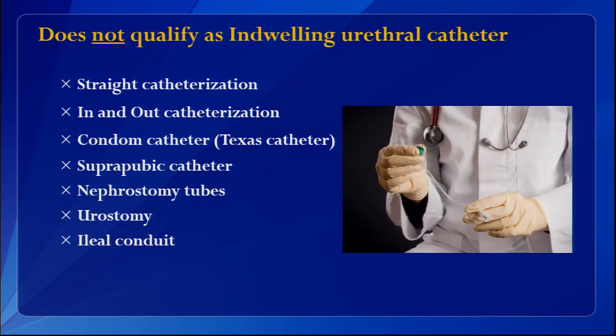What does not qualify as an indwelling urethral catheter? Straight catheters do not qualify. Same thing, in and out catheterization, condom catheters or Texas catheters for your male patients. Suprapubic catheters do not qualify. Nephrostomy tubes, urostomy tubes, and ileal conduits do not qualify.